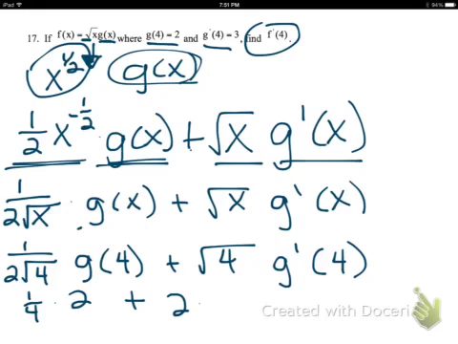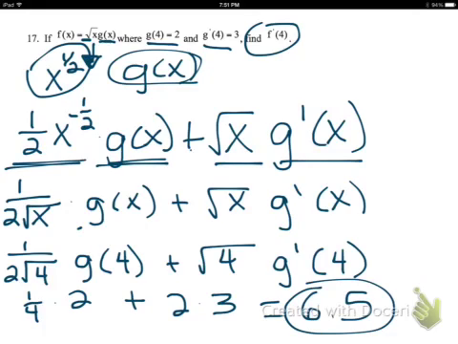Plus 2 times g prime of 4 is 3. Okay, so I have what? 1/2 plus 6, so I have 6.5. This is just very common, where you have to use the product rule or the quotient rule in function notation.